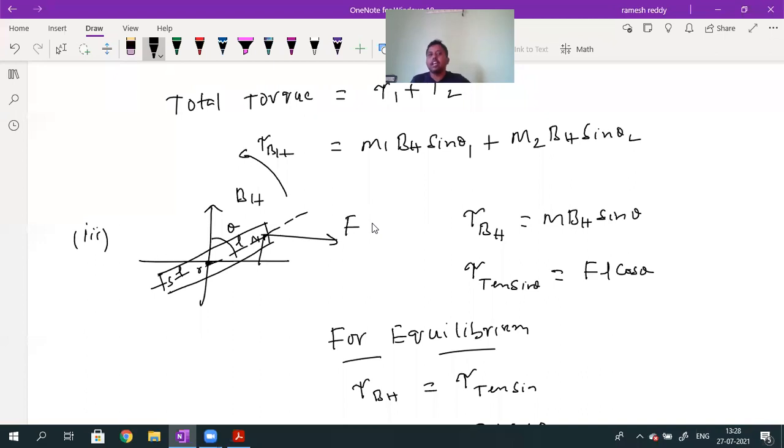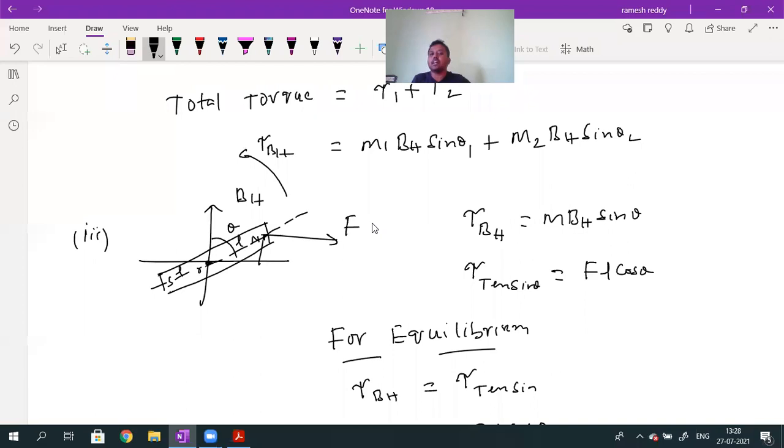into sin theta. If you don't want to allow it to rotate, you need to apply another torque, which is opposite to BH. To apply that torque, the north pole of the bar magnet is connected to a string. That string is pulled towards the east by a force F. Now, because of this force, what is the torque value I want to calculate?